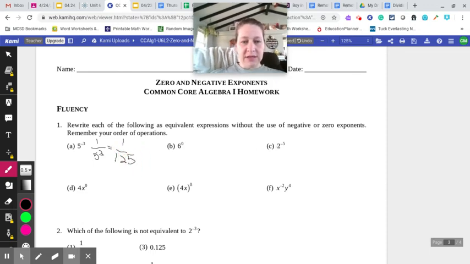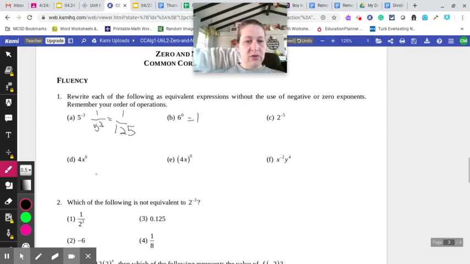Okay, let's look at letter B, only because this is something new for you guys, and it's 0 to the 6. Anything to the 0 power is 1. Okay, let's look at question number D. Okay, so we have x to the 0. Anything to the 0 power is 1. So we have 4 times 1, which is 4.